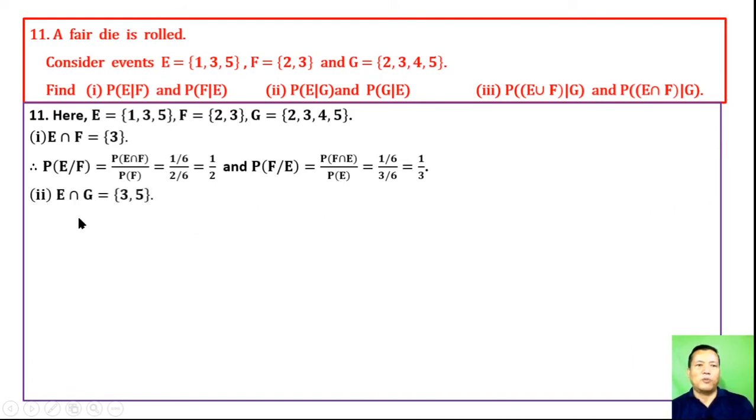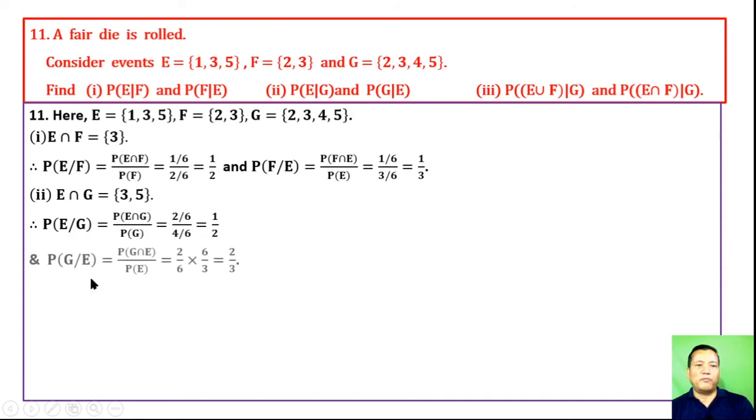For Roman number 2, E and G intersection is 3 5. Therefore P of E by G, by the formula, is 2 by 6 by 4 by 6, which is 1 by 2. P of G by E, by the formula, is 2 by 6 into 3 by 6 by 3, that is 2 by 3.